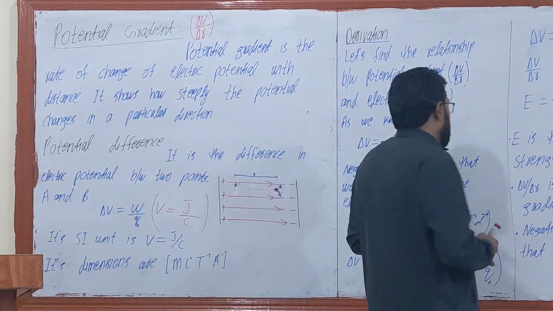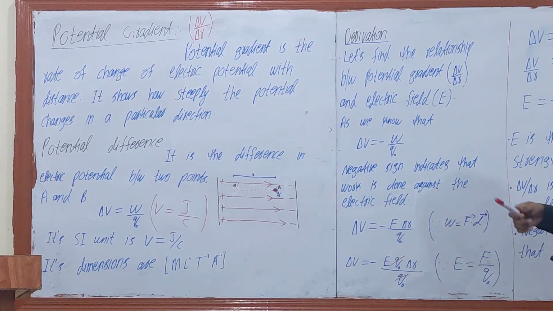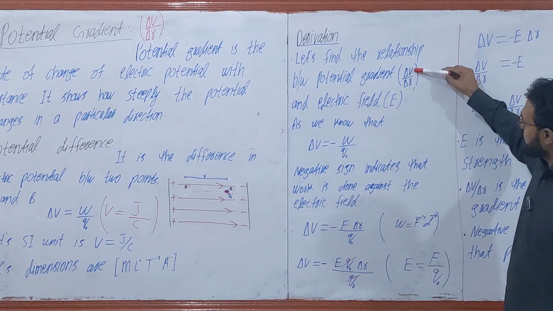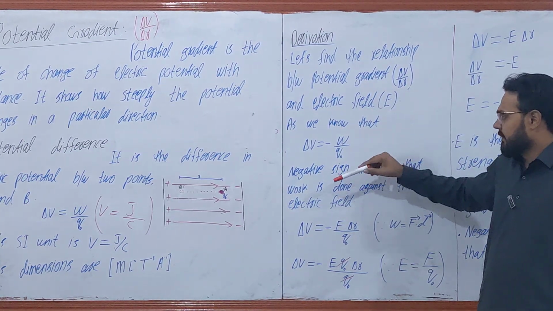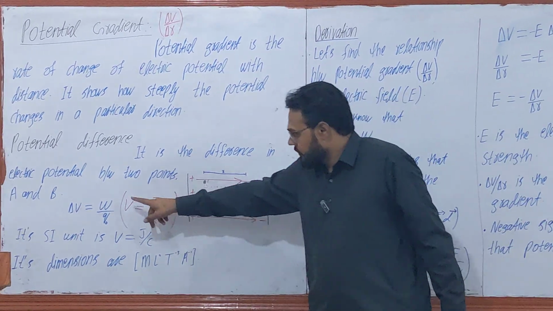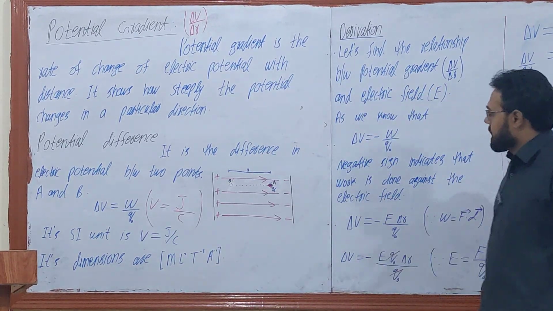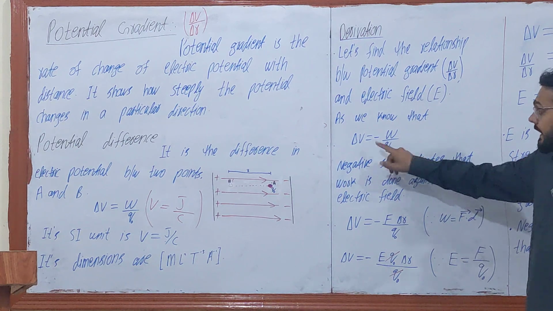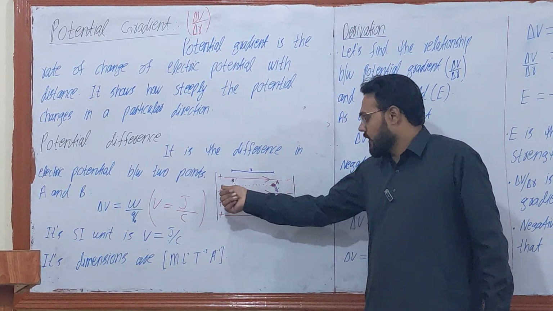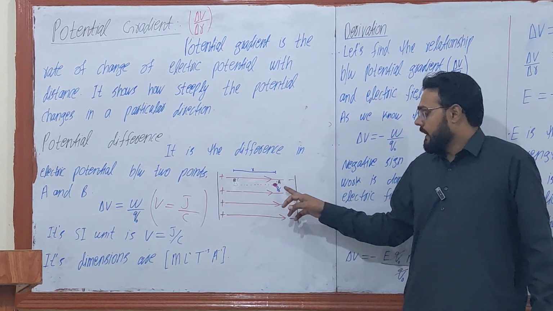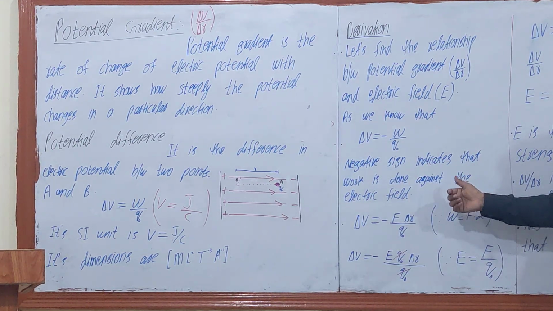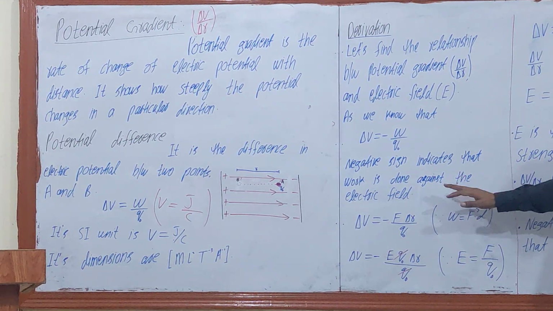Now, derivation for the potential gradient. Let's find the relationship between the potential gradient and electric field. Potential gradient means change in potential with respect to distance. As we know, work done per unit charge gives the electric potential difference between those points. The negative sign indicates the work is done against the electric field. Electric field is from positive to negative, and the charge is moved against the electric field.